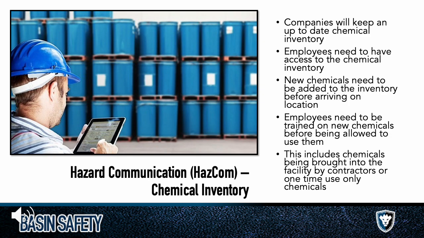When we talk about chemical inventories, they are a little separate from SDSs. Companies will keep an up-to-date chemical inventory. Employees need to have access to the chemical inventory at all times. They can't lock it away. They can't prevent you from using it or reading it. It must be somewhere where an employee can readily get to it, usually where the chemicals are stored. New chemicals need to be added to the inventory before arriving on location. Employees need to be trained on the new chemicals before being allowed to use them. This includes chemicals being brought into the facility by contractors or one-time use only chemicals. So it really doesn't matter what hazardous chemicals you have in the workplace, they all must be in this.